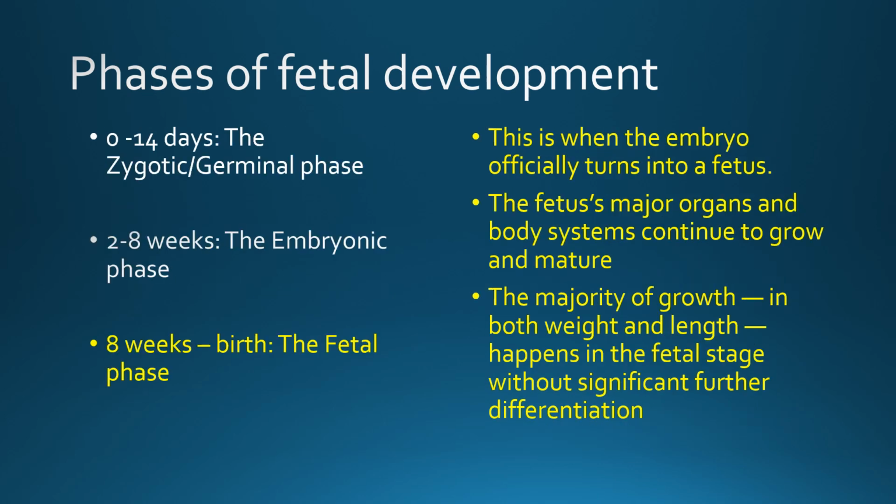After the 8th week, now the embryo, we call it a fetus officially, and the fetus's major organs and body systems continue to grow during this period. This period is mostly about growth in weight and length. Of course, there's still some differentiation and specialization. However, it is less than what happened during the embryonic phase.